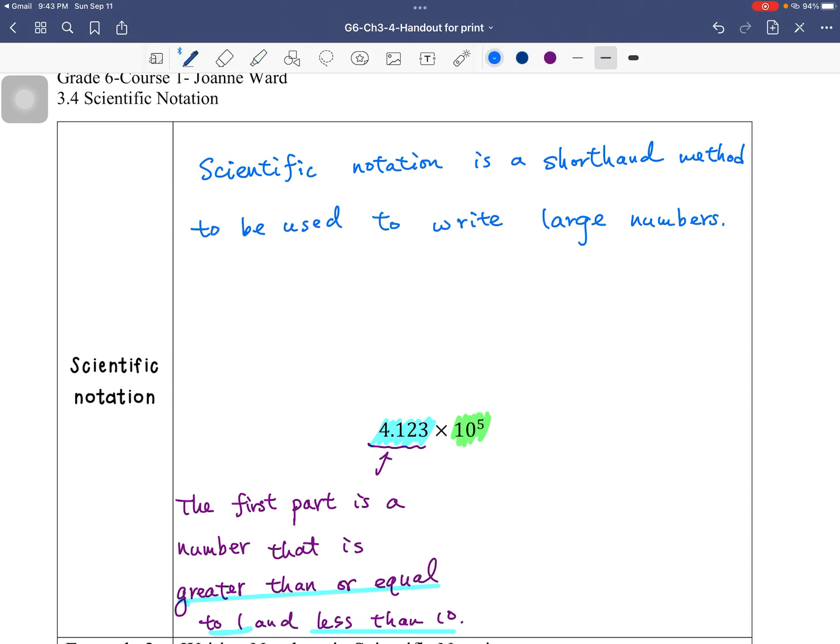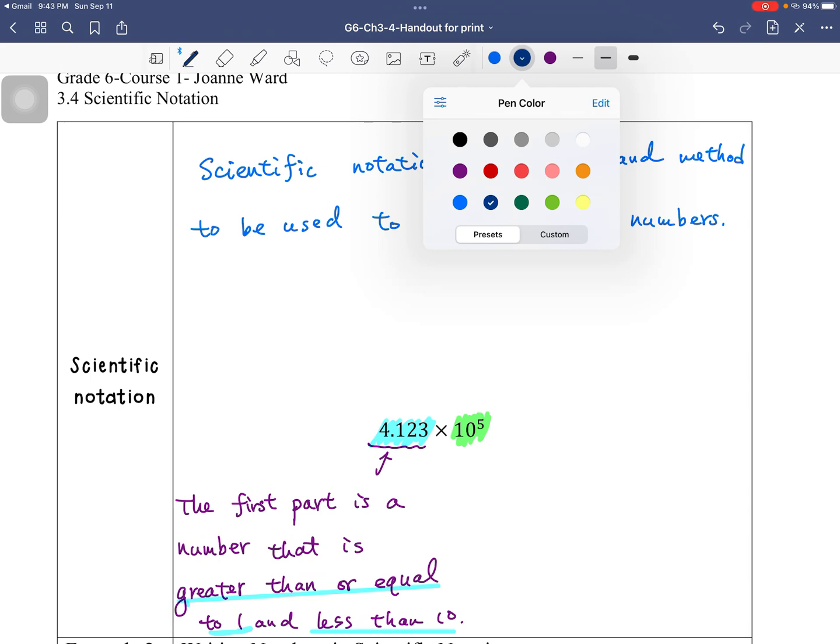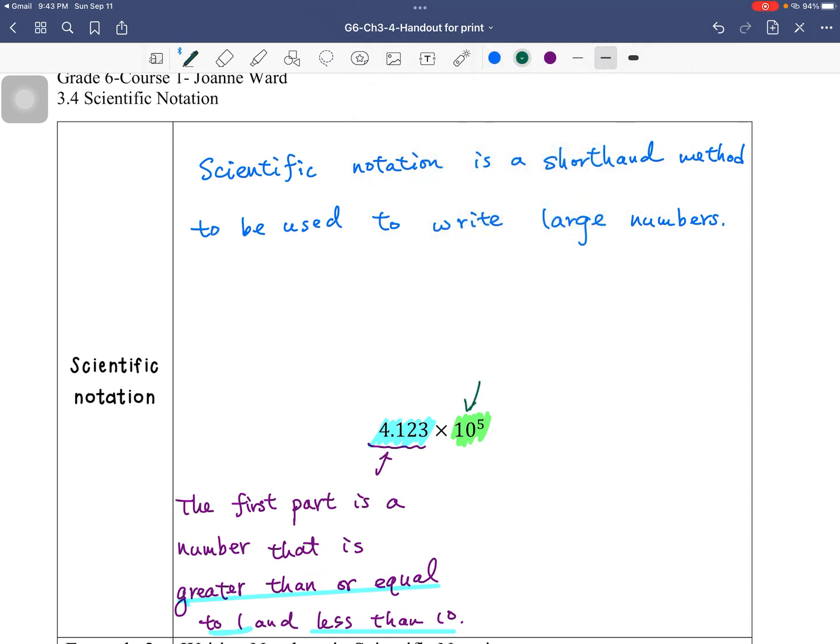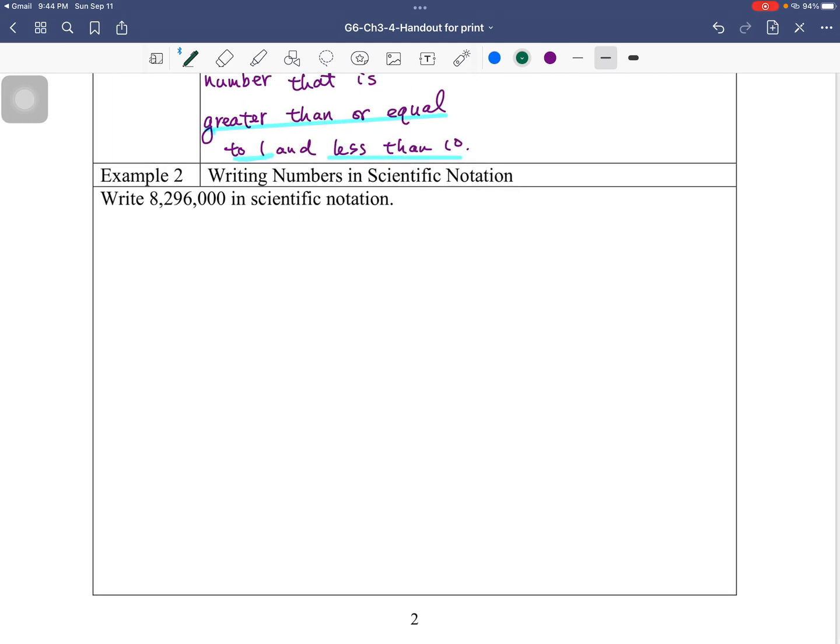And then the second part of the number is a power of 10. So scientific notation is composed of two parts. The first part of the number is greater than or equal to 1 and less than 10. And the second part is the power of 10. So it's composed of two numbers.